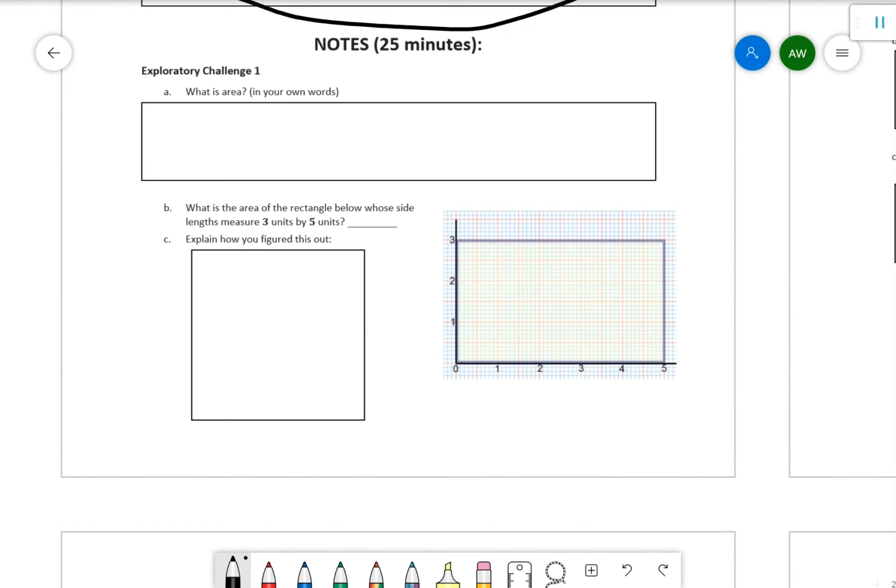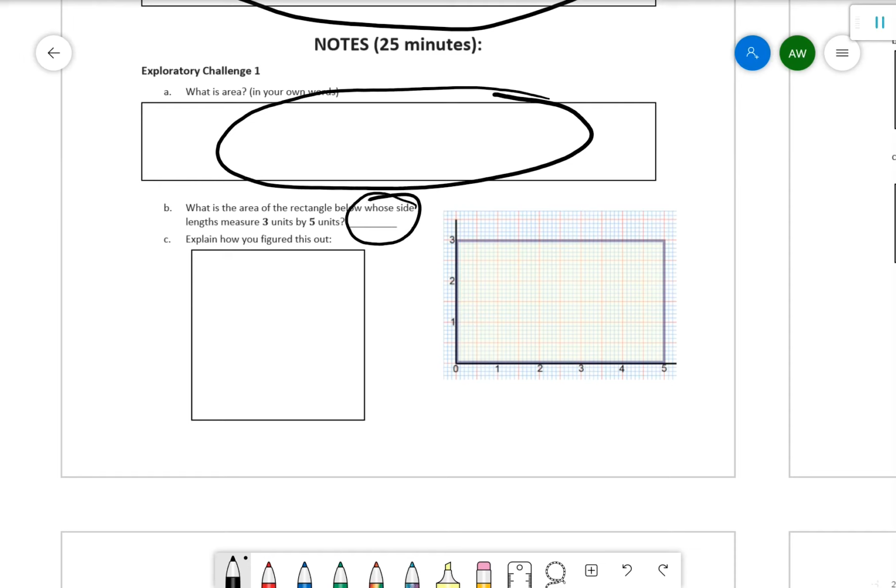This exploratory challenge says, what is area in your own words? What is the area of the rectangle below, whose side lengths measure 3 units by 5 units? And explain how you figured this out. Now I'd like you to pause this video, write down area in your own words. What is the area of this rectangle? And then how did you figure this out?